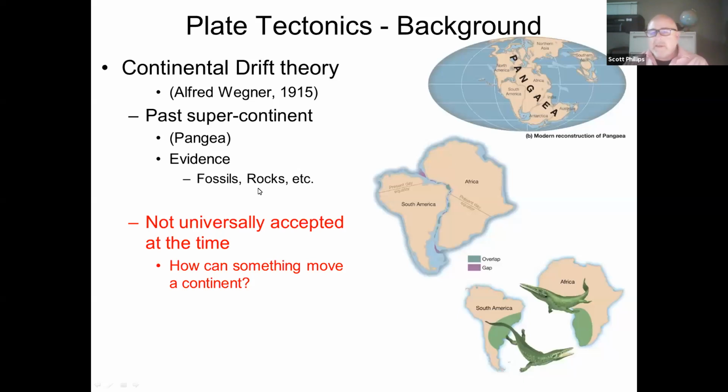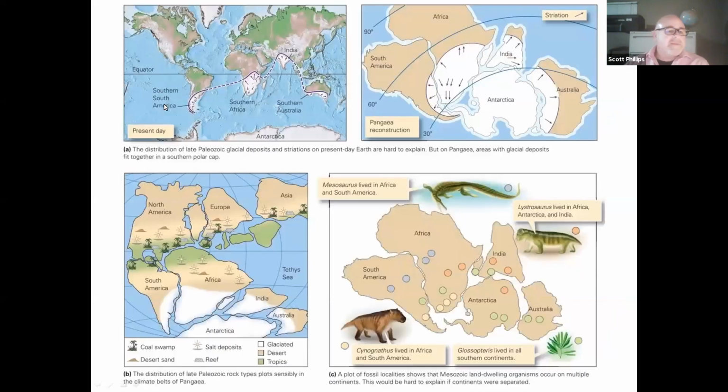And at the time, it wasn't universally accepted because that's just crazy. Like, how does a continent move? What force could move a mountain, let alone a whole continent? So people didn't understand the mechanism. His theory was out there, but what he didn't understand was the mechanics of it. How does the Earth move these things around? So here's some examples of some of the evidence.